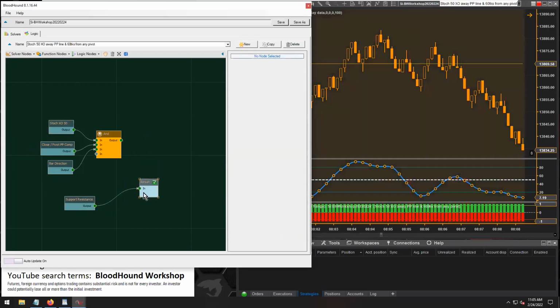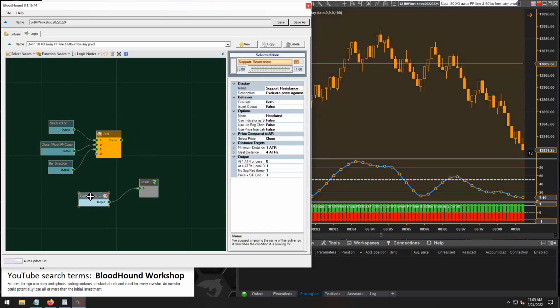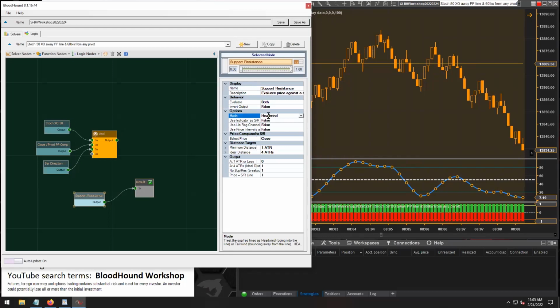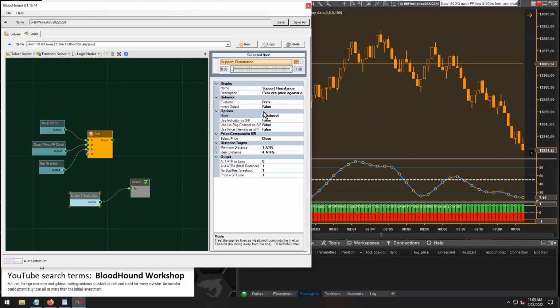All right, so let's connect that up. So let's see, what are we looking for? We are looking for headwind mode. We'll come back to what headwind mode is in just a moment. I'll give a quick explanation.